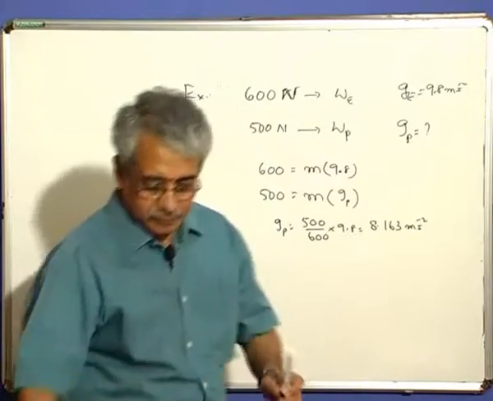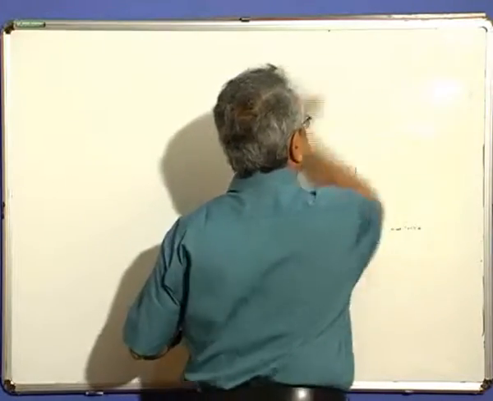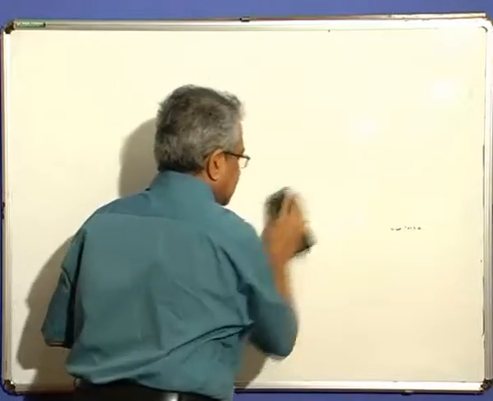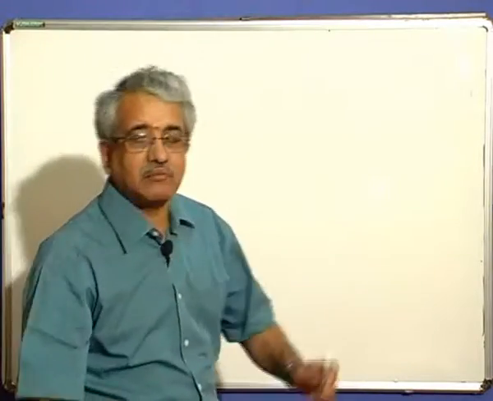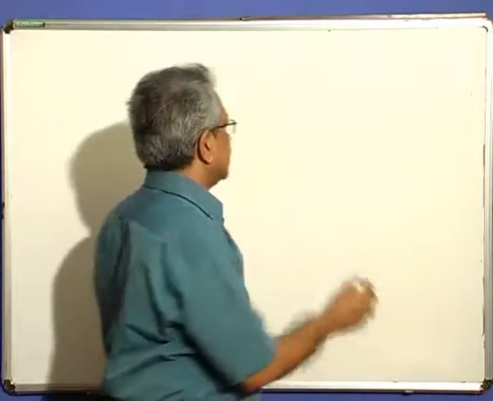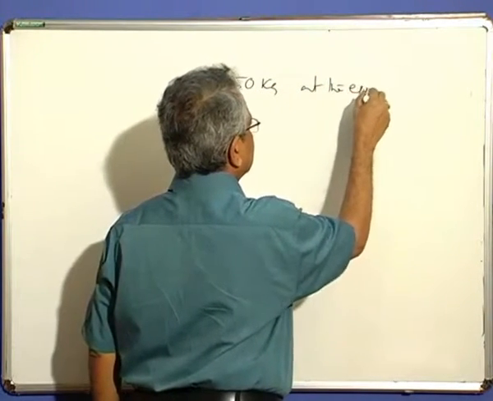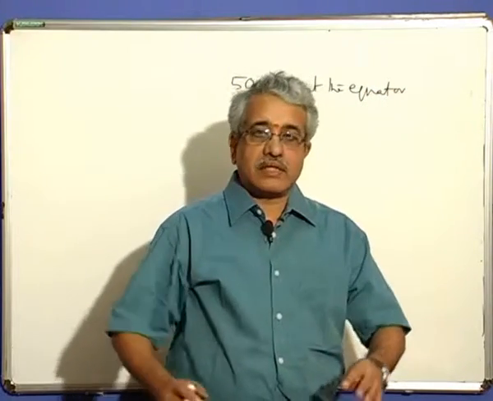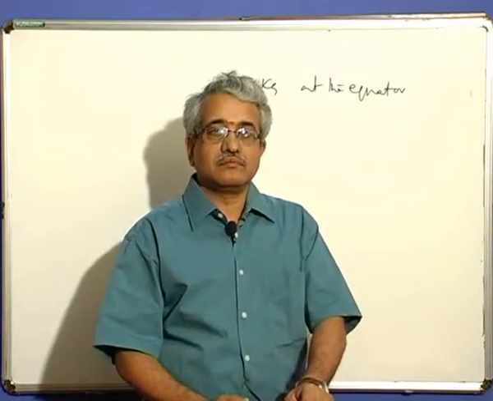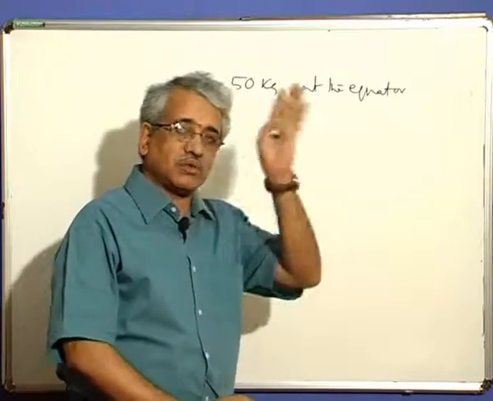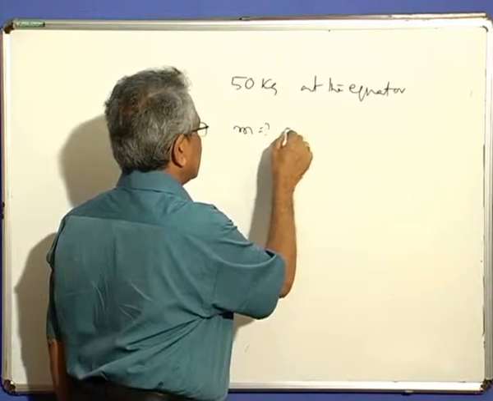We take another example. Suppose you are standing on a weighing machine and your reading is shown there as 50 kg at the equator. That means the reading there shows 50 kg. And suppose you take the same weighing machine to the poles. What will be the value that will show there? What will be the mass shown at the poles?